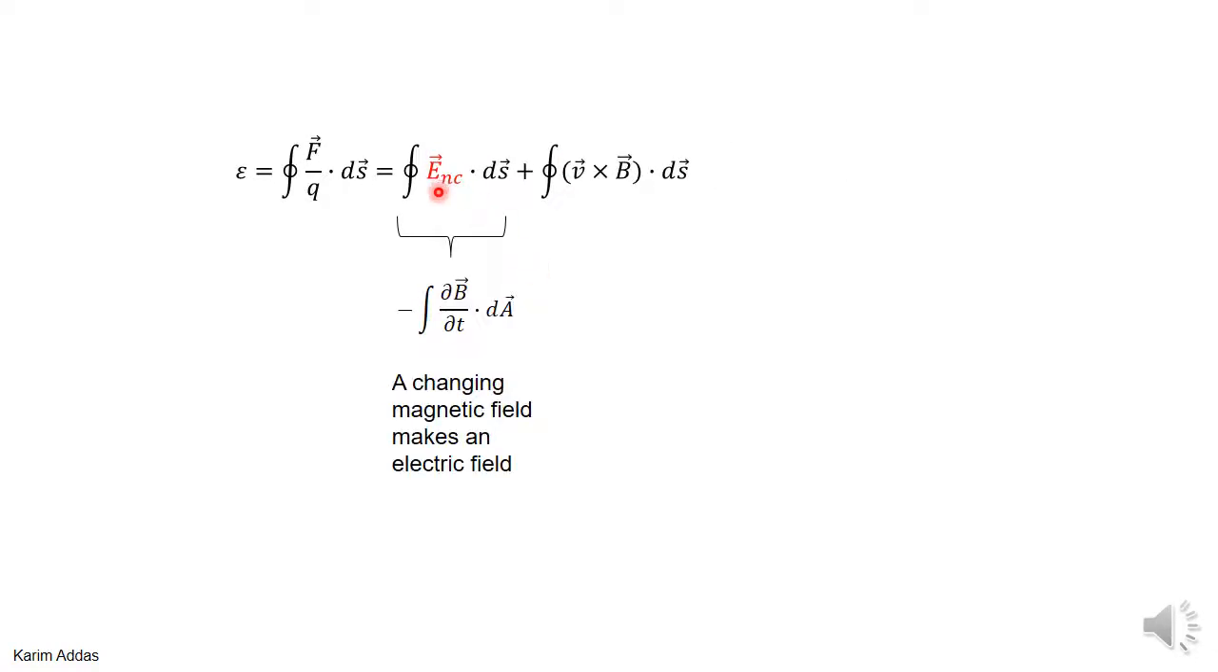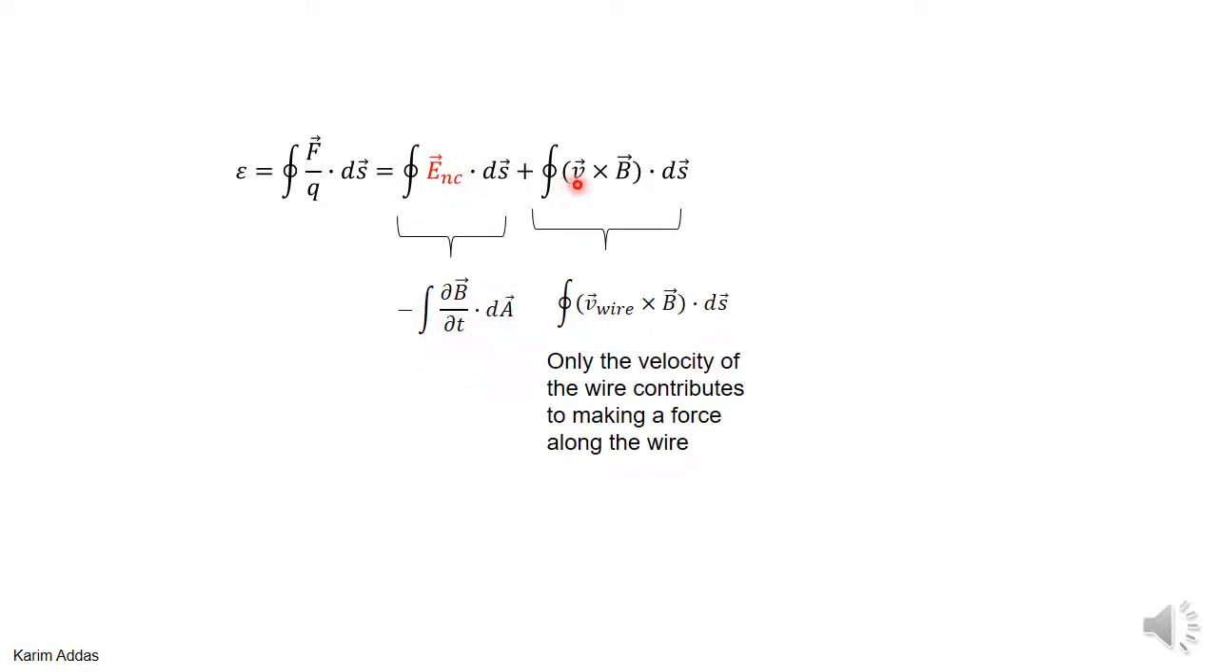Now, integration of E non-conservative dot ds around the closed loop, we showed before, this is the Faraday-Maxwell equation. It's minus integration of partial B by partial t dot dA. So we can replace this by that. We can replace integration of V cross B dot ds, where V is the total velocity of the charge, by integration of the V of the wire cross B dot ds. So we know this expression also from before.